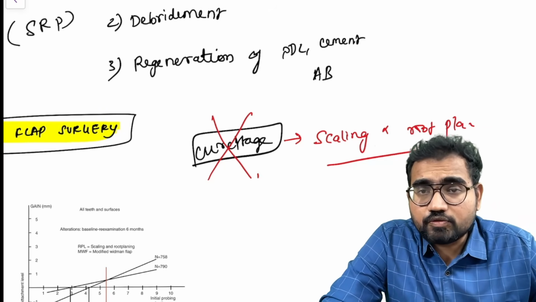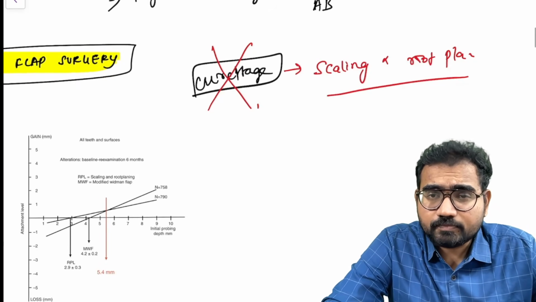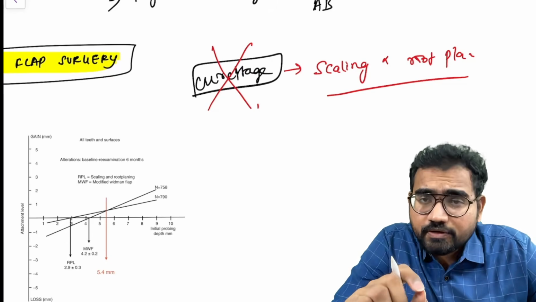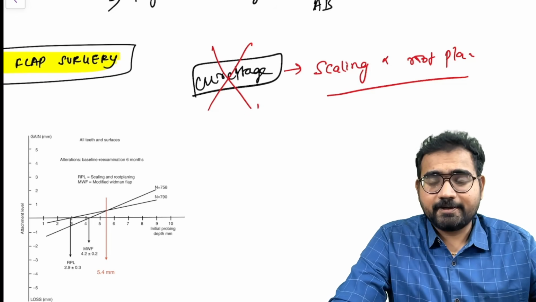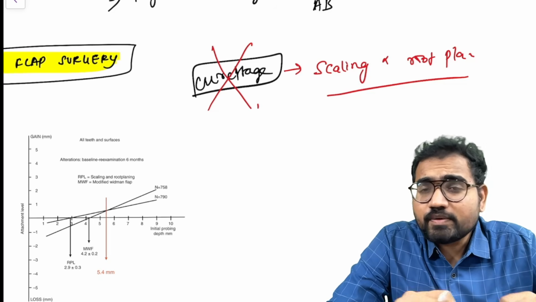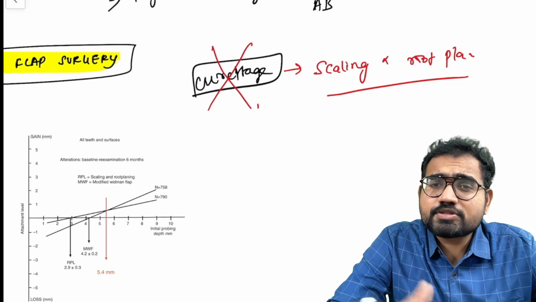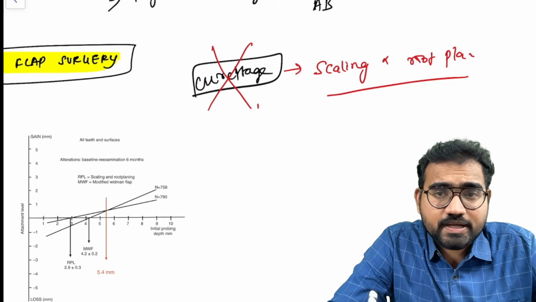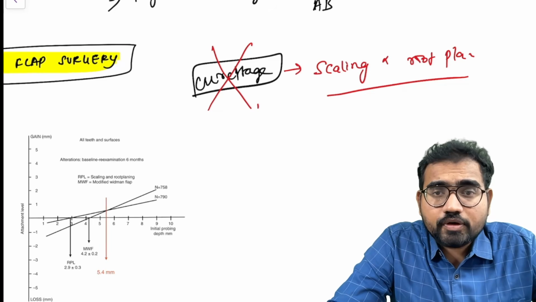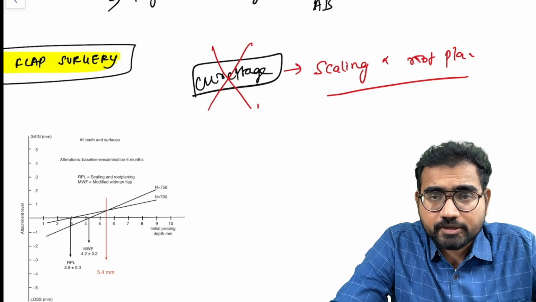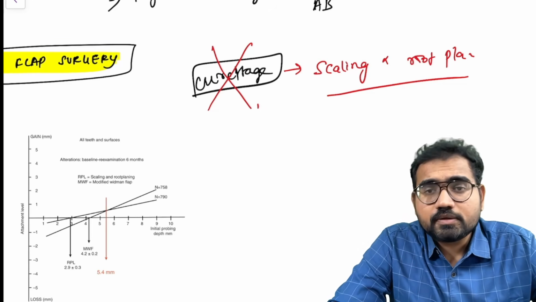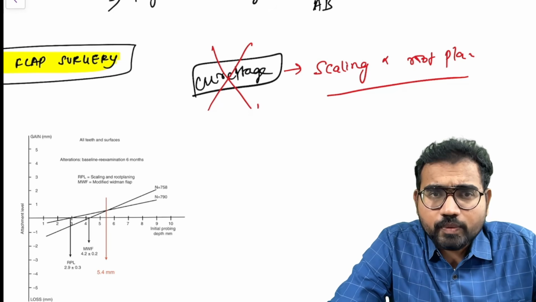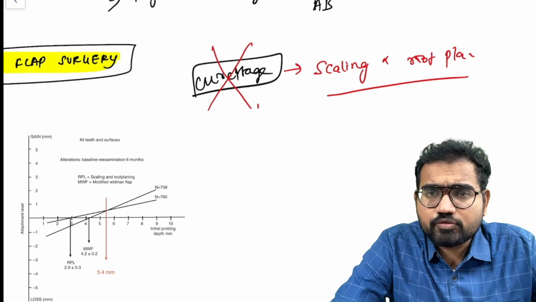What is scaling and root planing is very simple. I'm going to remove the subgingival calculus, subgingival plaque, and contaminated cementum. Then you can ask me, so what will happen to the soft tissue lining? You're just removing the plaque and calculus which is attached to the cementum, and also some contaminated cementum. But the soft tissue lining of the pocket we are not going to remove in scaling and root planing, right?